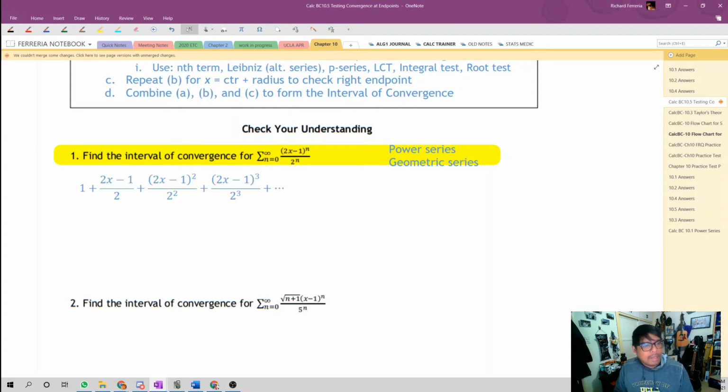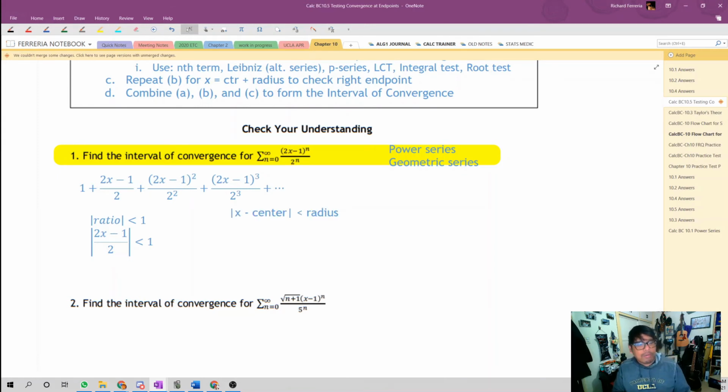So here's our first 4 terms, and I notice that to get from one term to the next, the only thing that happens is I multiply by 2x minus 1 over 2. That's a geometric series. Now that I know it's a geometric series, I can use the geometric series routine. And that just involves solving the ratio less than 1. The ratio was 2x minus 1 over 2. So I just need to solve the absolute value of 2x minus 1 over 2 is less than 1.